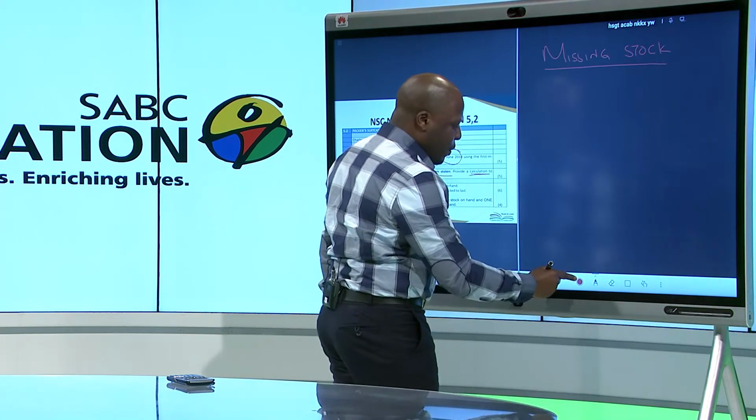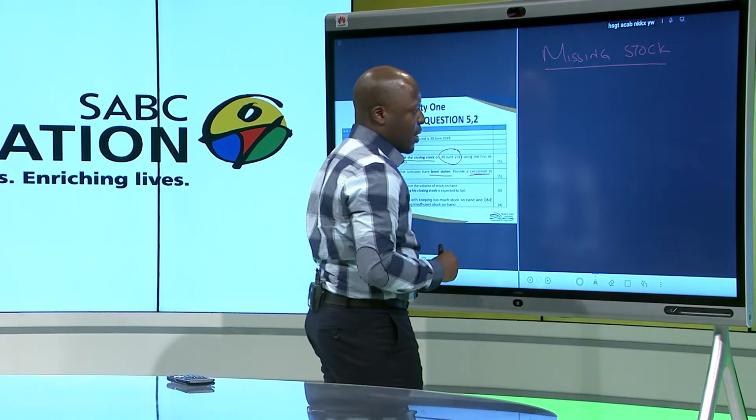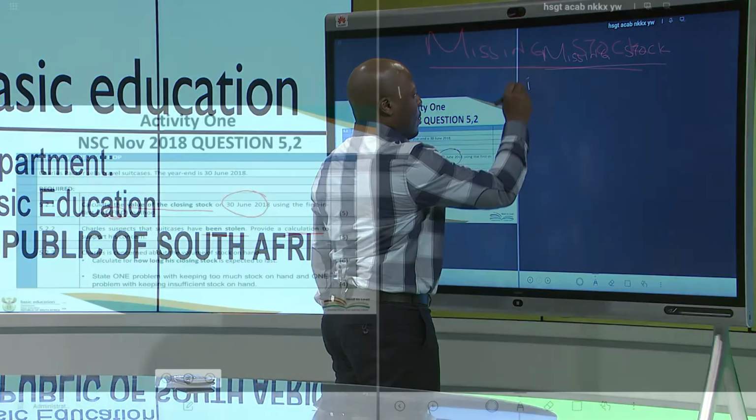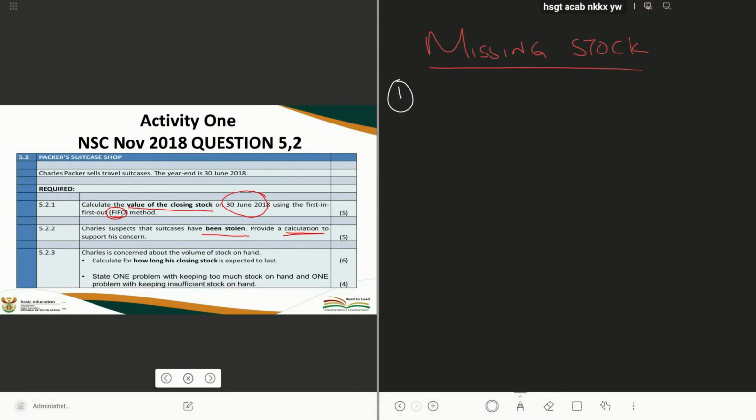All right? I'm going to give you a number of ways in which we can do this. Number one, I'm going to use a simple way, which is to open what I call a stock account. We're going to open a stock account, but remember, this one now is in units. So already in your mind, you understand that in your stock account, it increases on the debit and it decreases on the credit. All right?